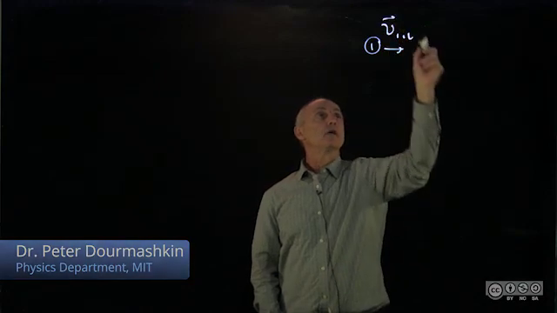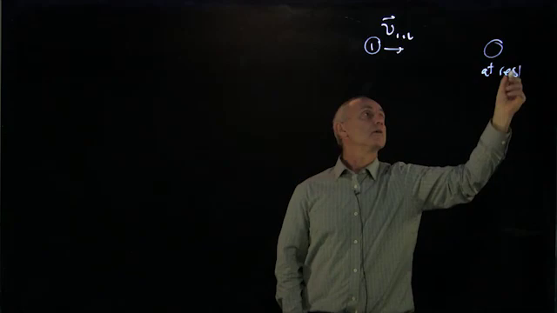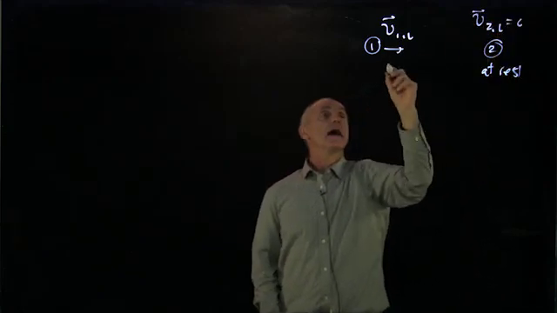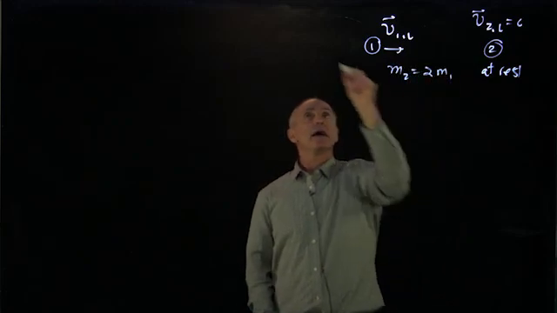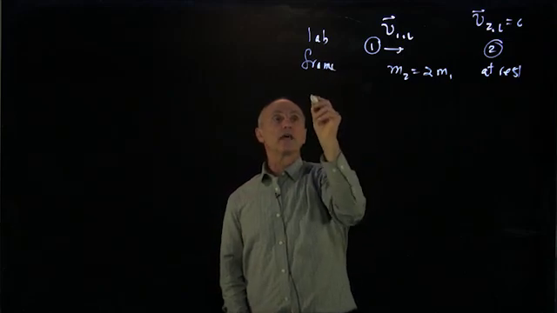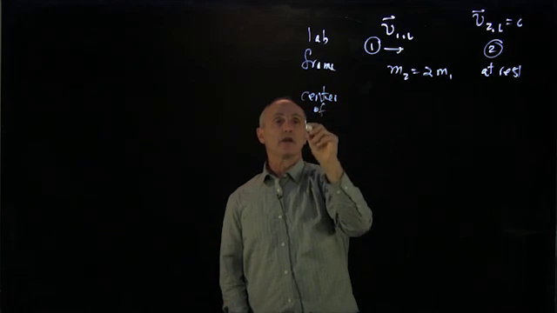Let's consider a collision in a lab frame in which one particle is coming in and the other particle is at rest. So here's particle 2. V2 initial is 0. And we could say that M2 is twice M1. And this is our lab frame. And now let's consider the same collision in the center of mass frame.